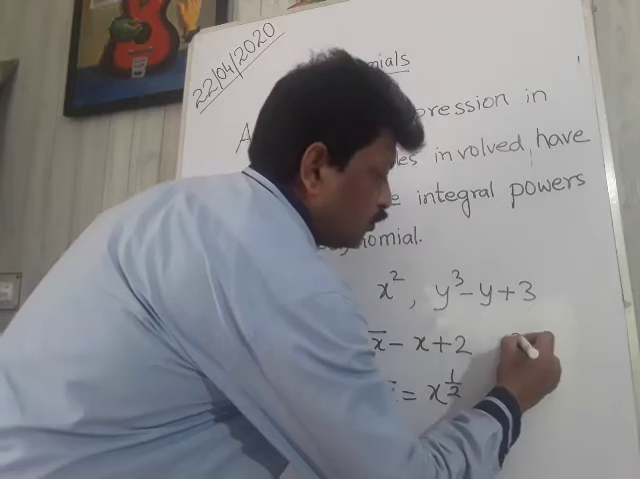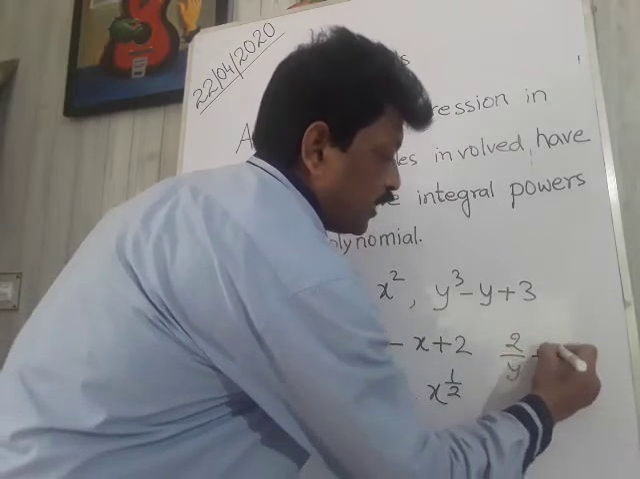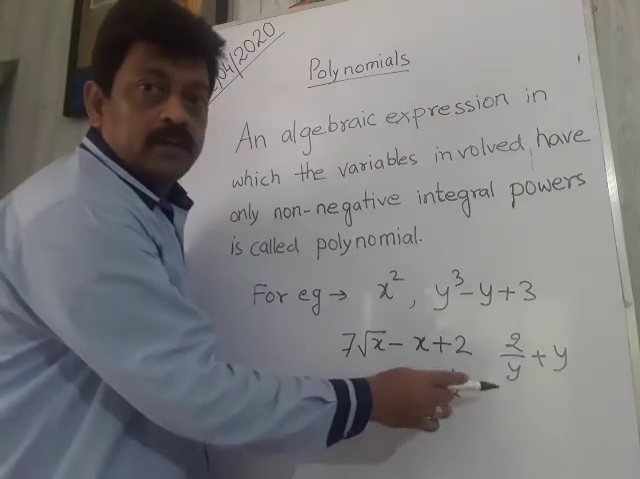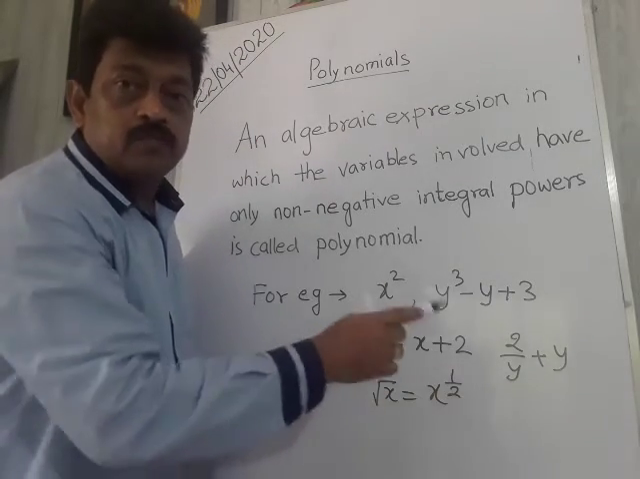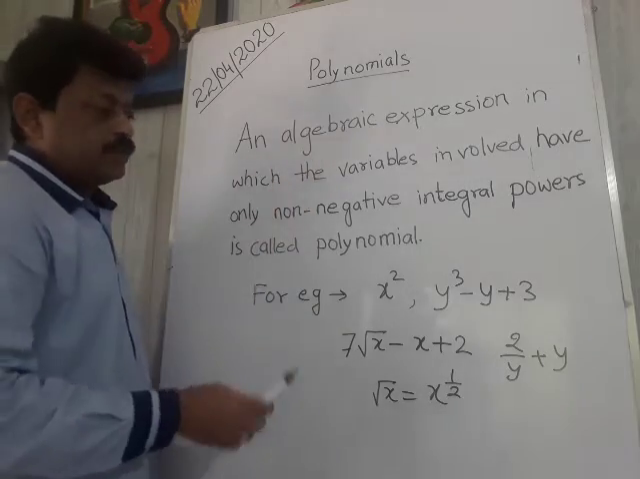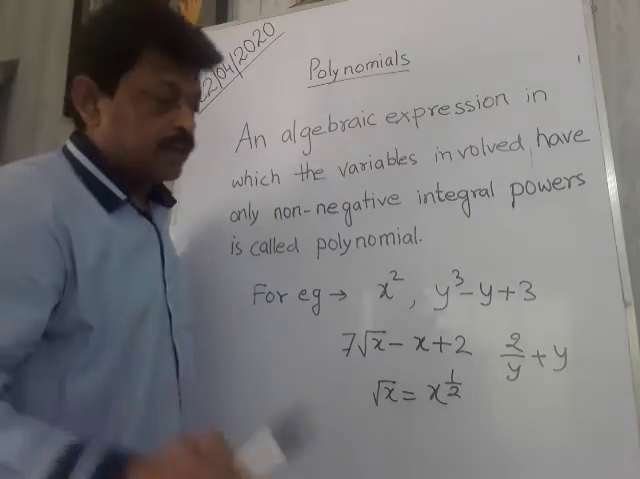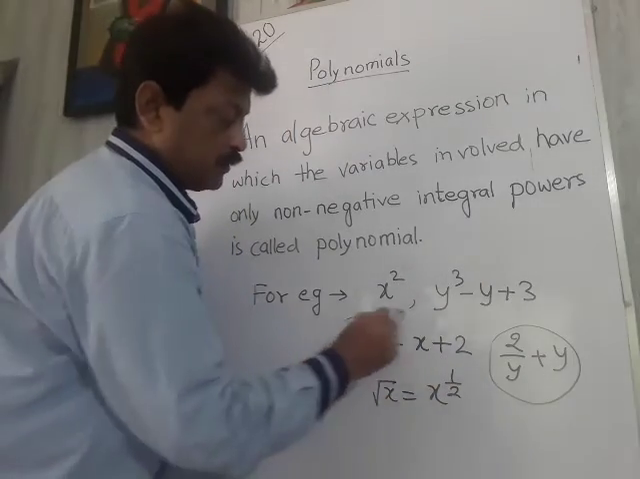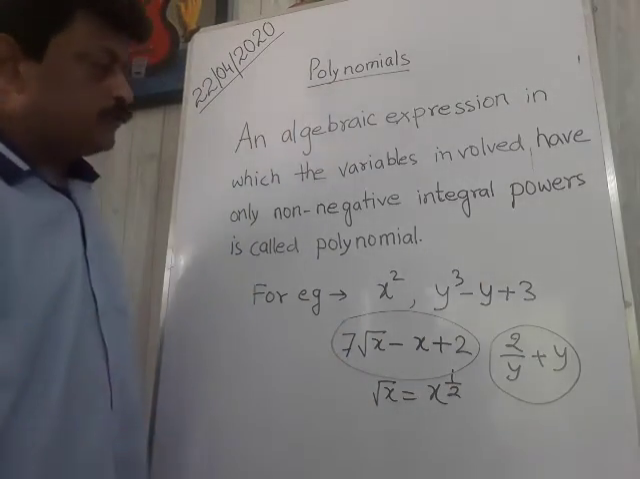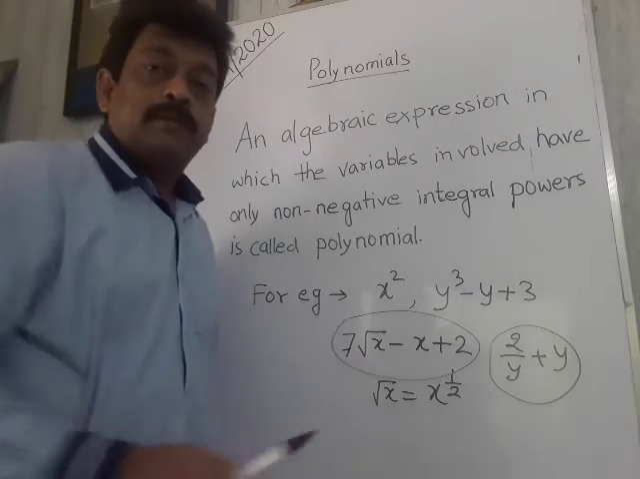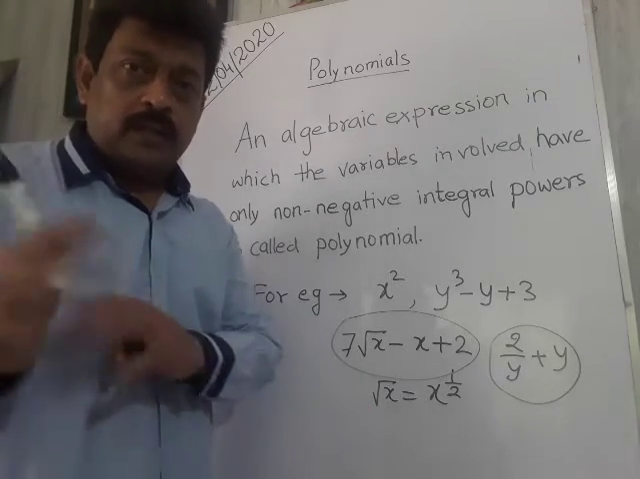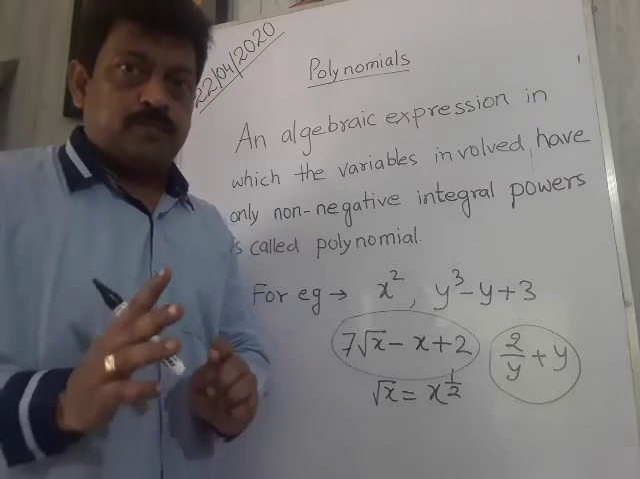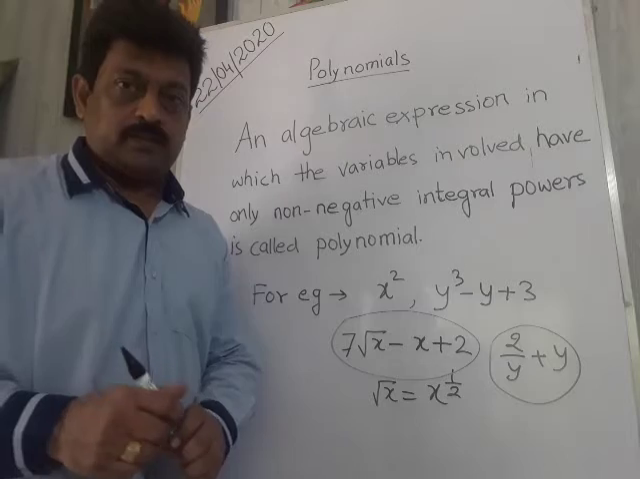Similarly, 2 by y plus y is also not a polynomial. In 2 by y, y has power minus 1, negative. According to the definition, a polynomial cannot have a negative power. So that's why this is also not a polynomial. We have to keep in mind that the power of the variable should be 0 or any positive integer.